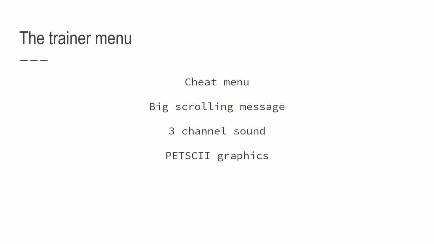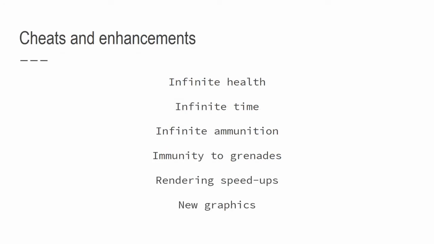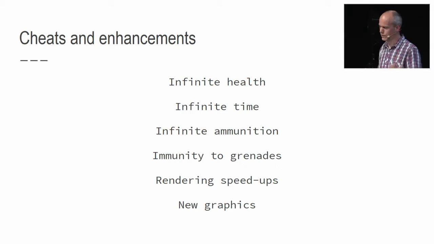Okay, so we'll get on to the individual cheats and enhancements. There are some obvious ones here: infinite health, infinite time, infinite ammunition, immunity to grenades. The most embarrassing way to die in the game was to blow yourself up with your own grenade. It was easy to do, so frustrating, so let's get rid of that.